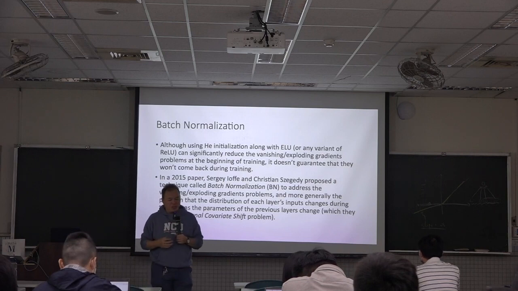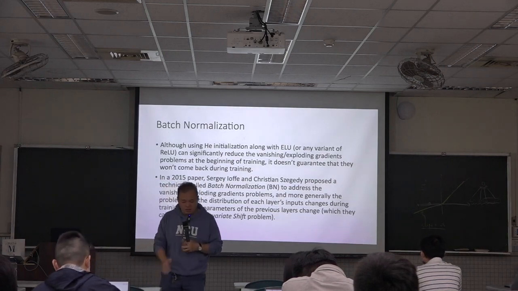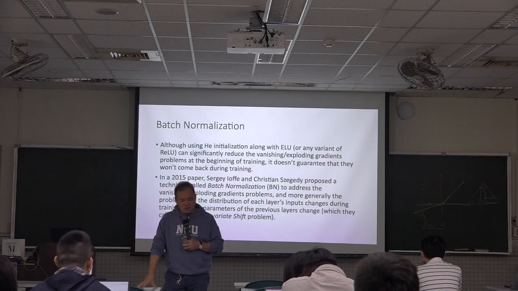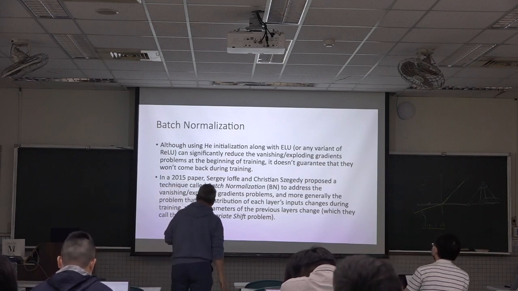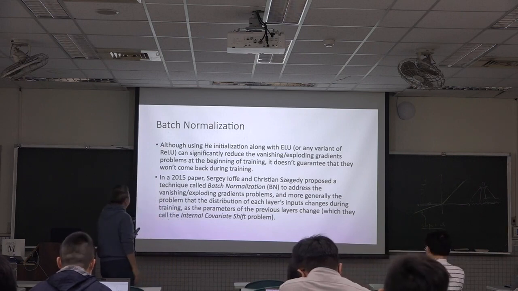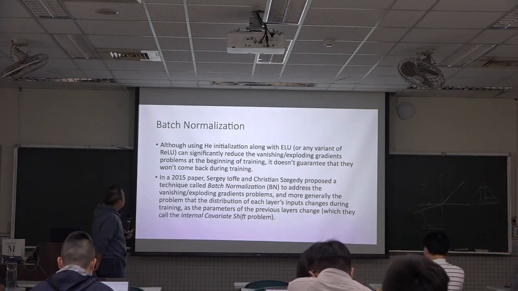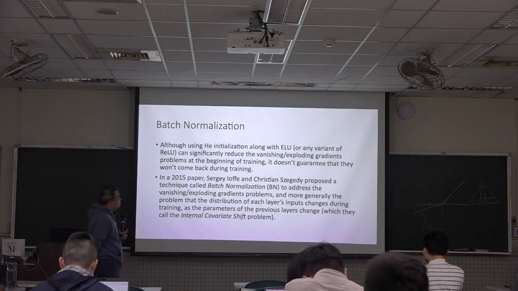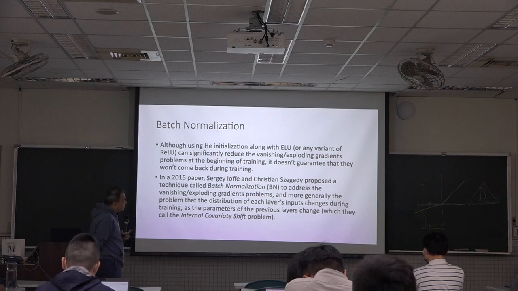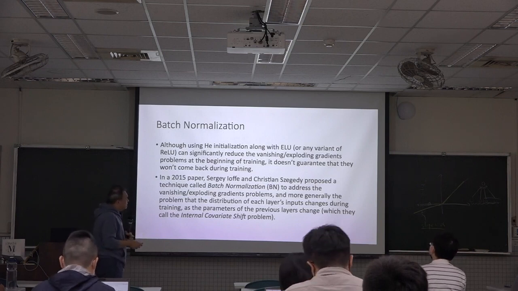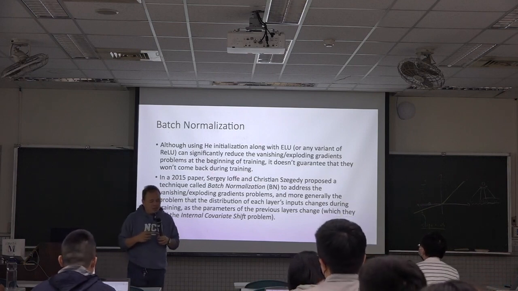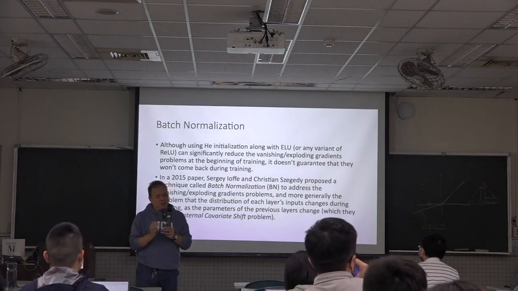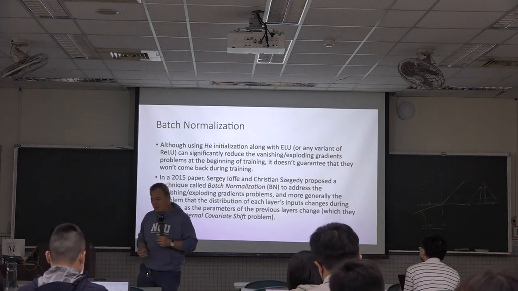So now we finish the initialization strategies and the different types of activation functions. And we are moving on to the next topic, which is batch normalization. We know that using He initialization along with ELU or any variant of ReLU can significantly reduce the vanishing and exploding gradient problems at the beginning of training. But it doesn't guarantee that they won't come back during training. This only reduces the vanishing and exploding gradient problem from happening.